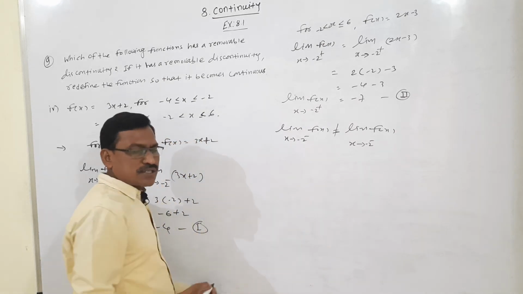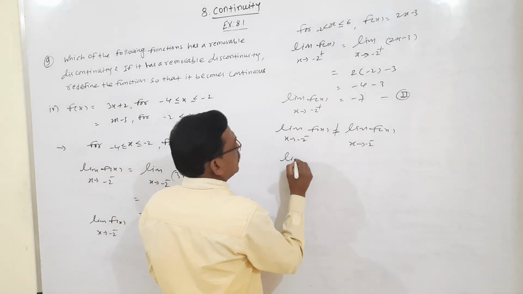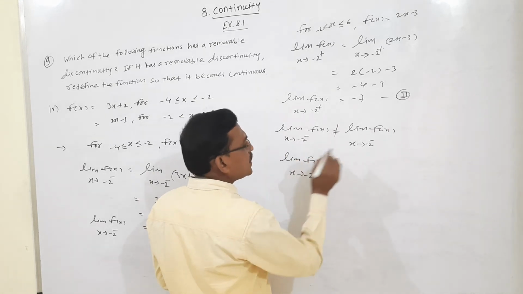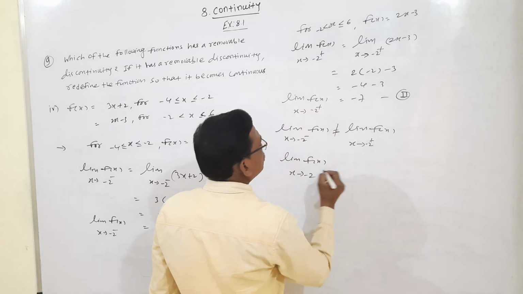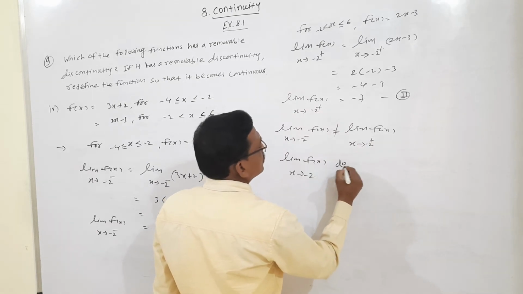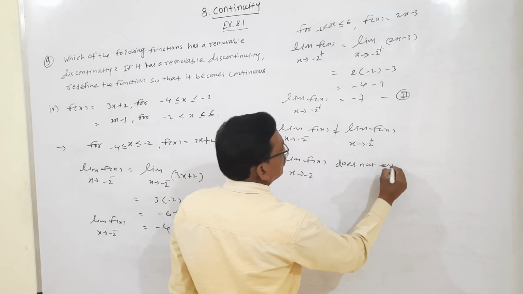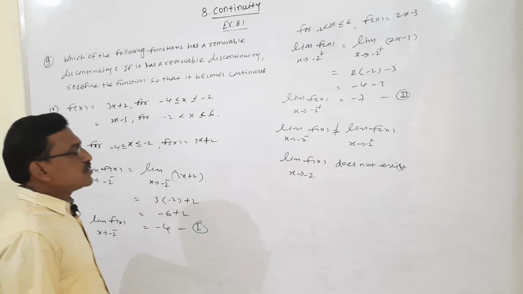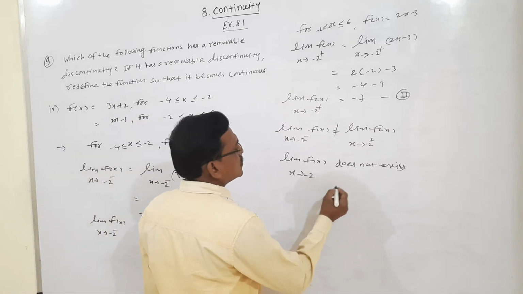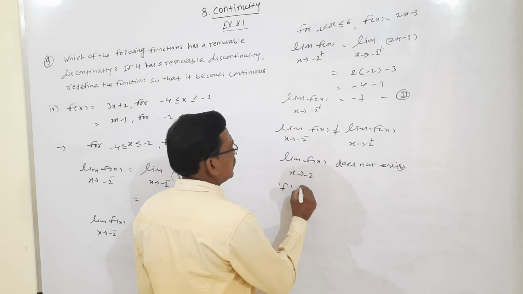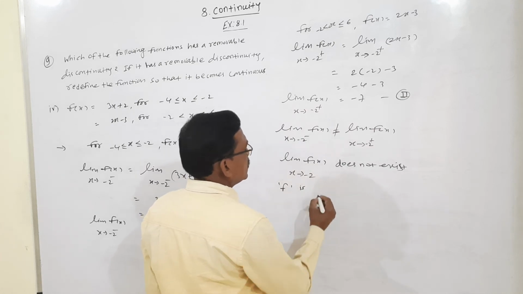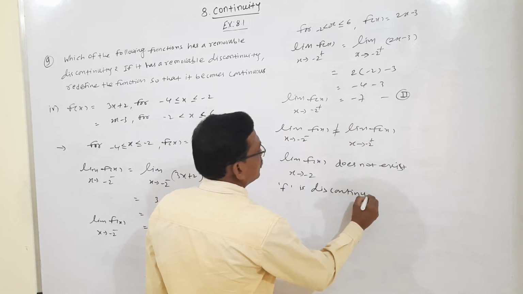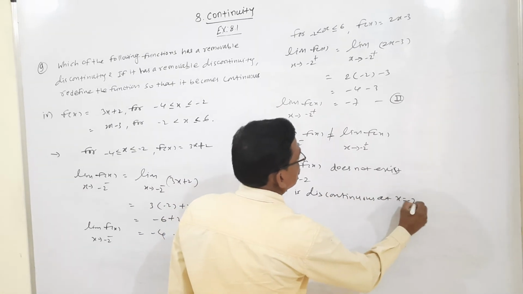And so therefore its common limit does not exist. Limit of f of x as x tends to minus 2, its common limit here does not exist. And hence the discontinuity does not exist. Therefore f is discontinuous at x equal to minus 2.